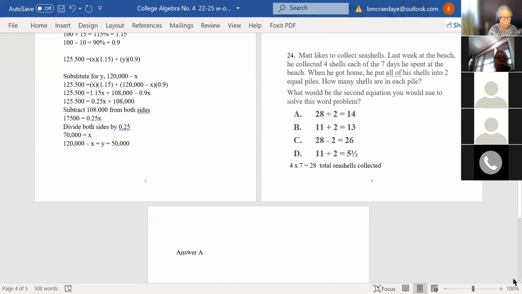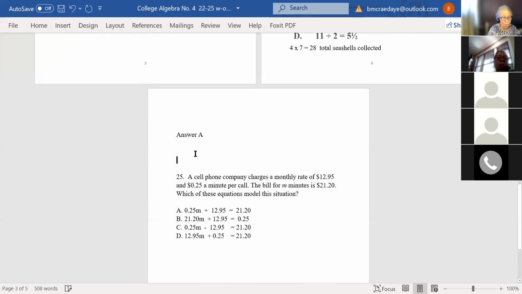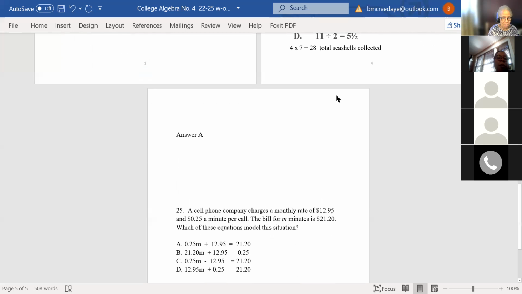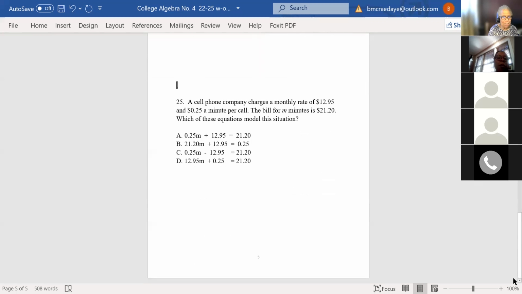Okay, so let's see, 25. Now I know you can get this one, Audrey. This problem again, you have a variable cost and a fixed cost. Now they are asking you which equation models this. The cell phone has a monthly rate, $12.95, 25 cents per call. The bill for M minutes is $21.20. That's the total of the fixed cost and the variable cost. What is the answer, Audrey?